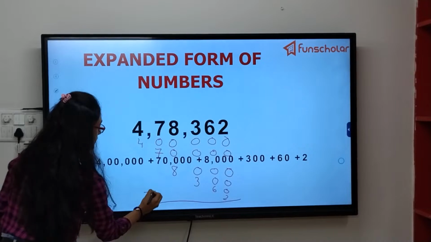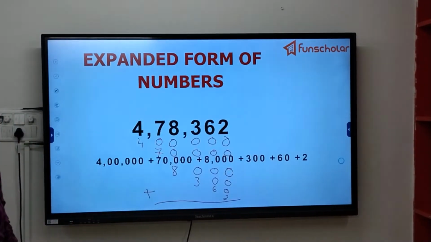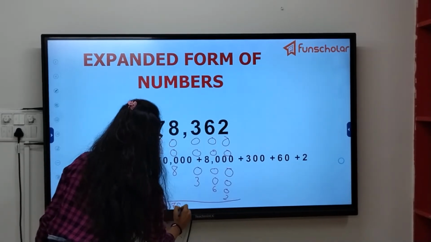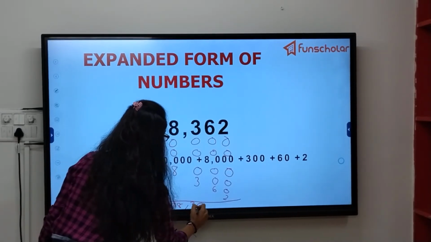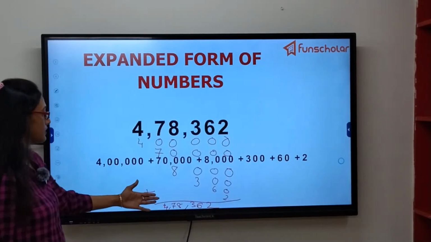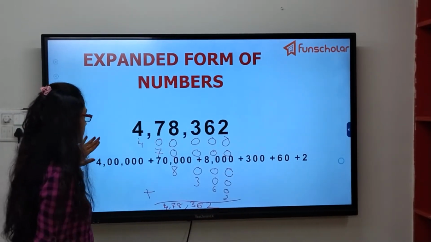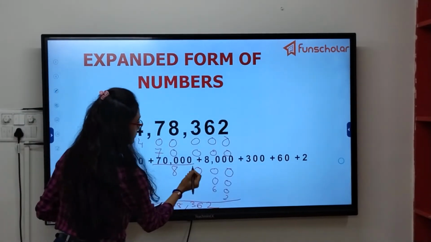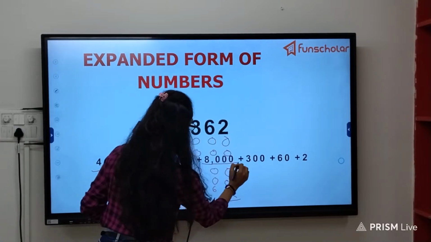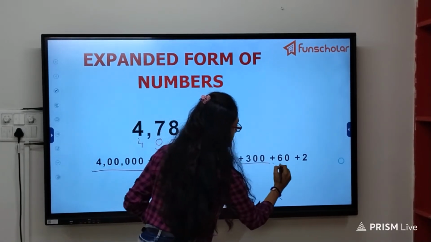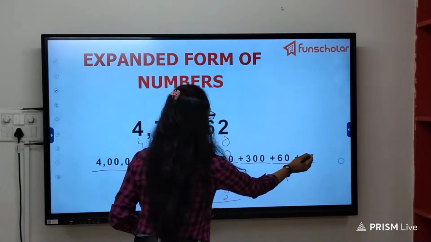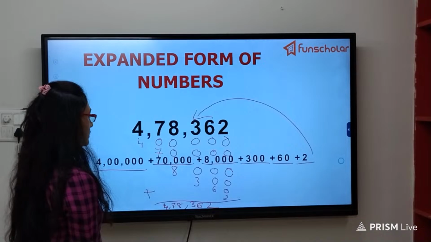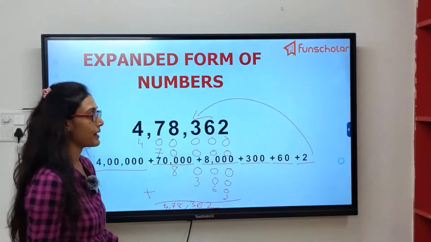You add all this and what number will you get? Again 4, 7, 8, 3, 6, 2. Right? So when you are adding 4,70,000, 8,360 and 2, you are getting this number. Understood? So let's practice some more.